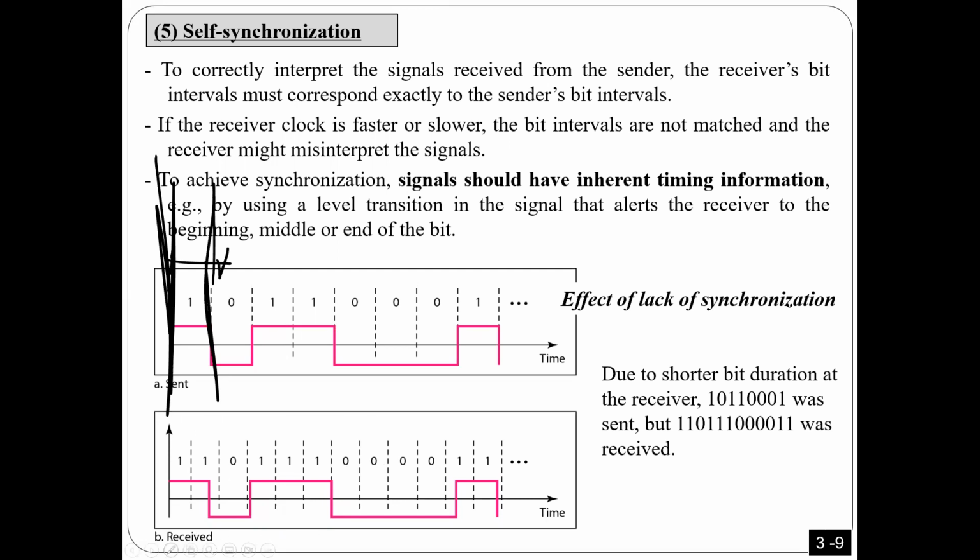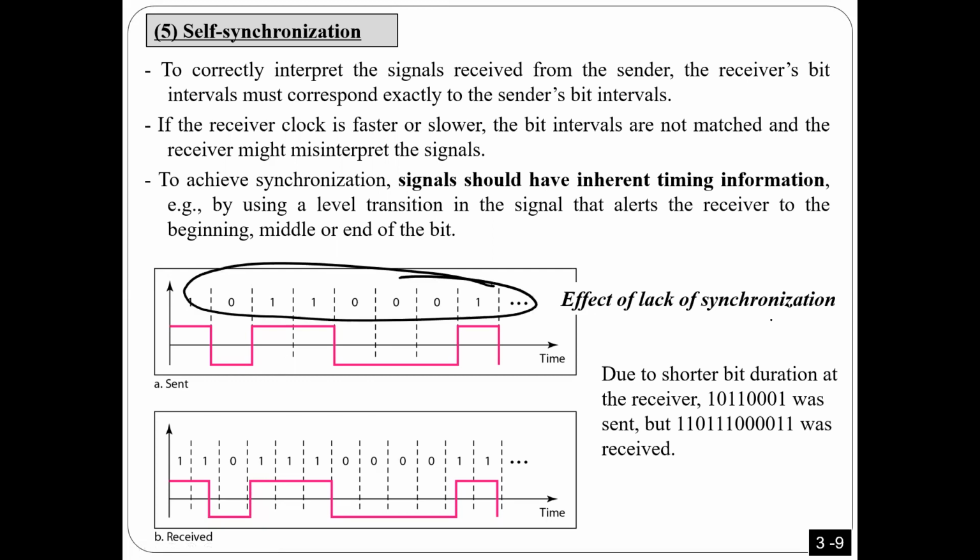So if you see here, I'm assuming the bit duration is different. So what happened here? You sent this signal. So here I'm going to read it like 1 and 1. Okay. And then here I'm going to read 0 and then 1, 1. So look, this is the message you transmitted, and because of lack of synchronization, this is the message I'm going to receive. You got what I'm saying?